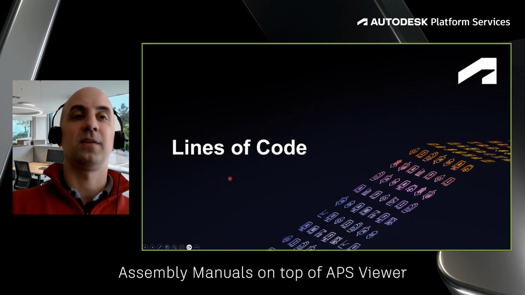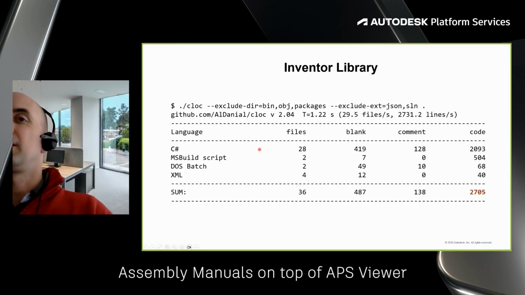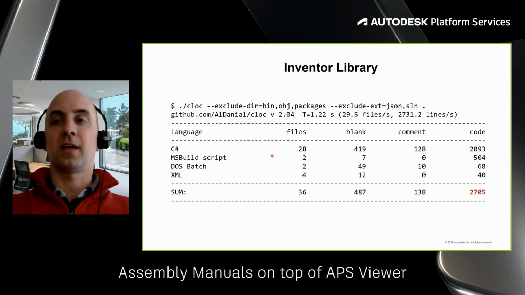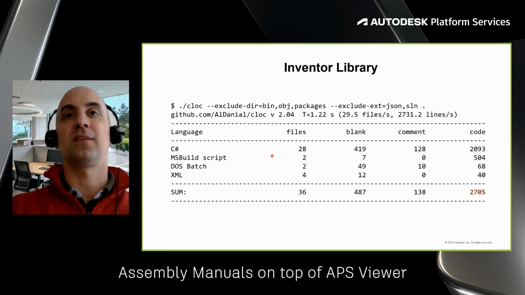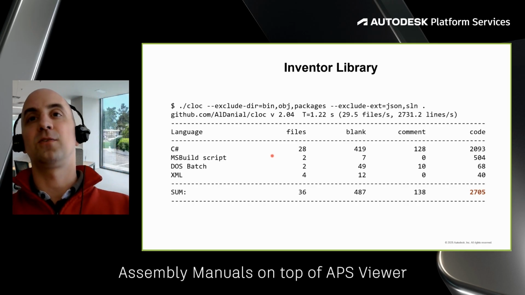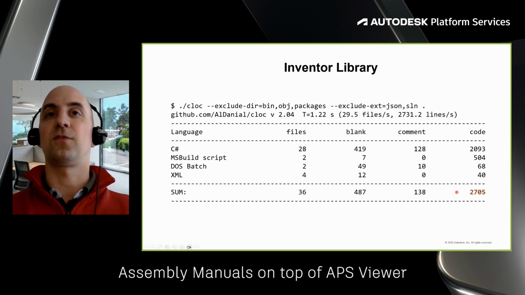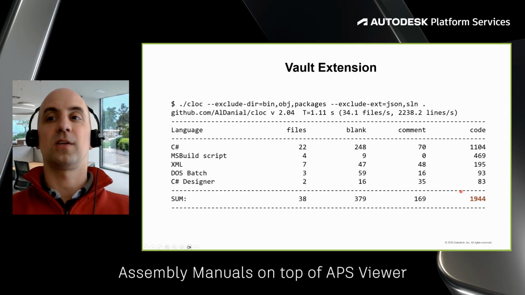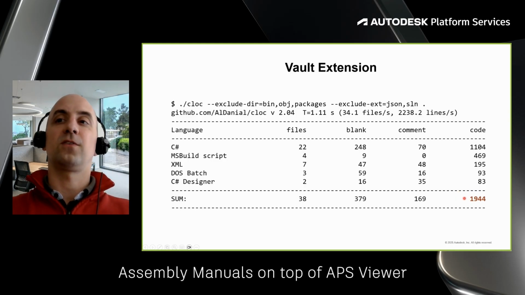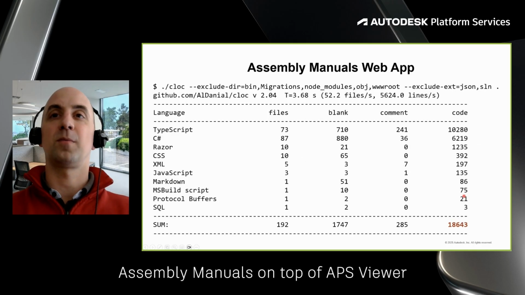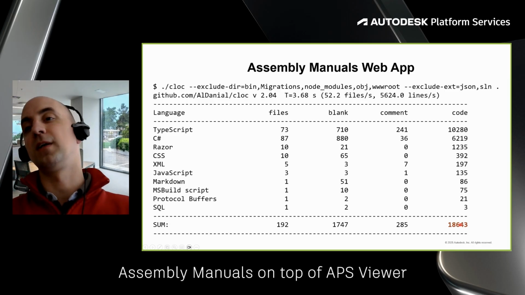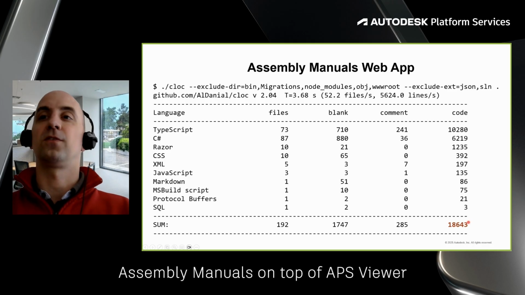And now we are at the end of the presentation, but this section is more about showing you what you can expect to write as an amount of code if you decide to do something like we did. So here are some stats. The Inventor library has 2,700 lines of code. The Vault extension has a little less than 2,000 lines of code. Both of them are mostly in C#. And the assembly manuals is the largest software component. It has over 18,000 lines of code.